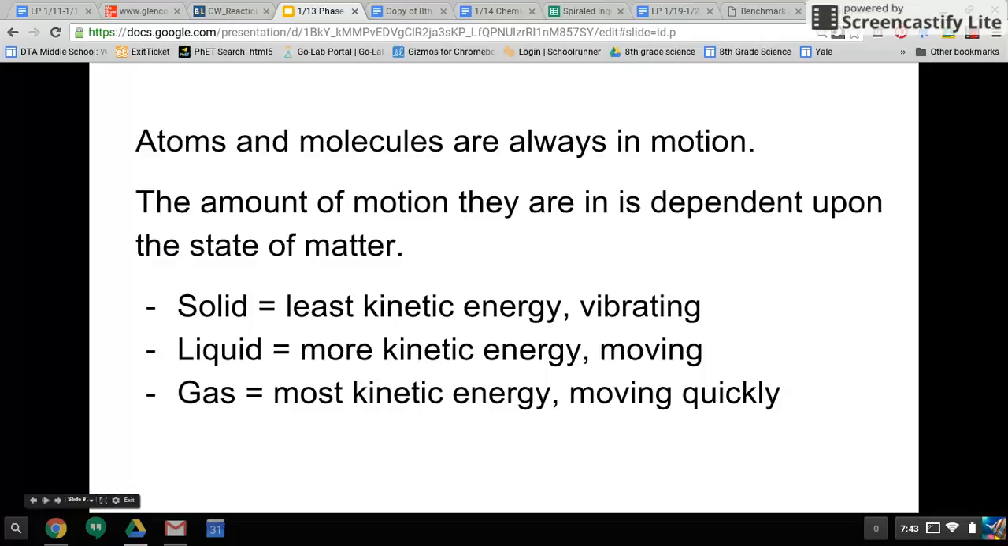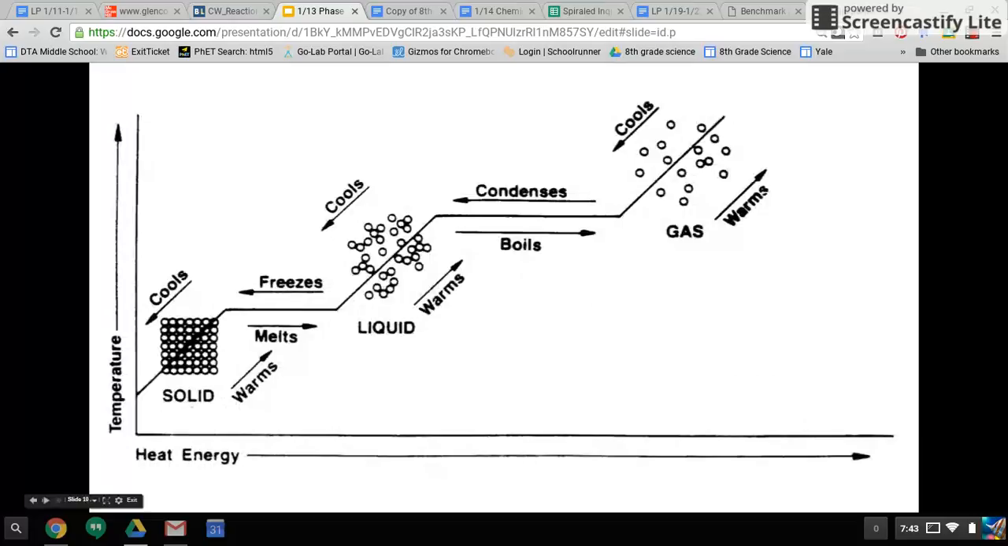Today in your packet, you're going to be drawing a phase change graph like you just saw, as well as the actual phases of matter. Check the back of your periodic table for some help with these things. And once you're done, move on to your exit ticket online.